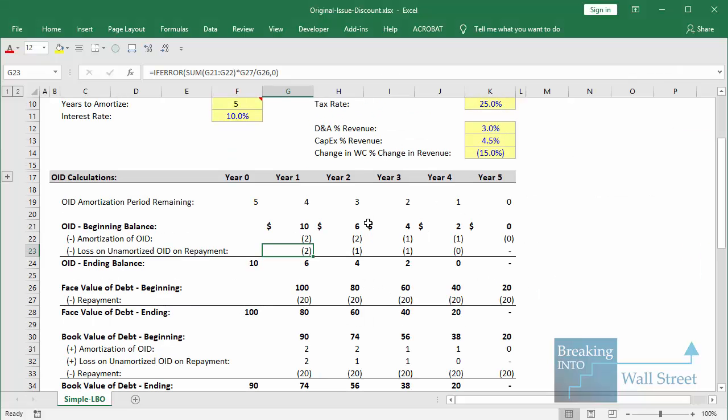Let's go into Excel and take a look at this again. If we go under the amortization of OID here, it's the same exact formula using the minimum function. So initially, it's just going to be the 10 divided by the 5 here, which gives us 2 for the amortization of OID. But then by the end, or at least by year 4, let's say, we go down to 0.8, because by the time we get here, our OID beginning balance is 1.6. 1.6 divided by 2 gives us 0.8 for the amortization of OID. And then, of course, by the end, we get to an even lower number here, 0.4, and then the OID goes away completely by the end.